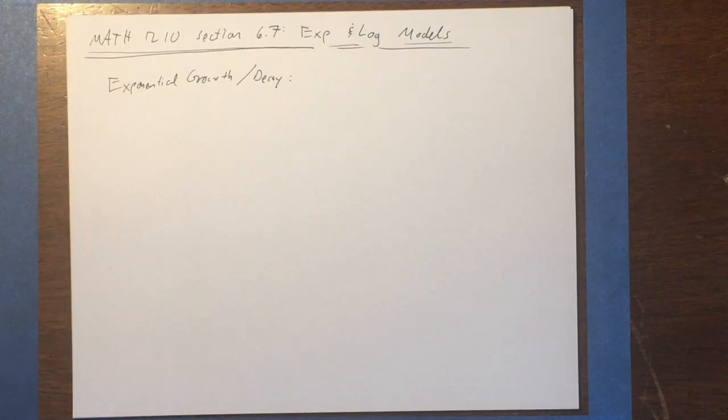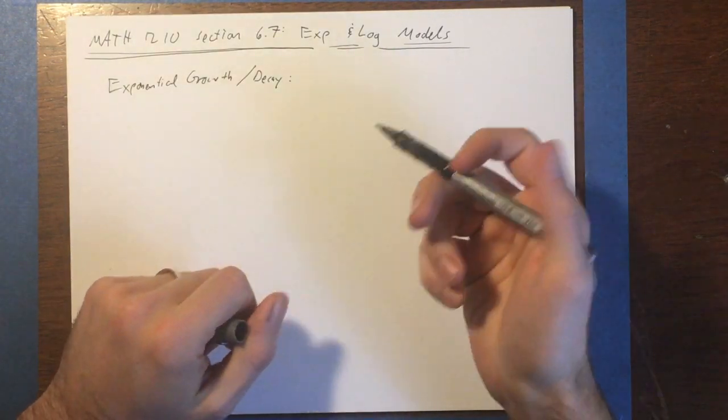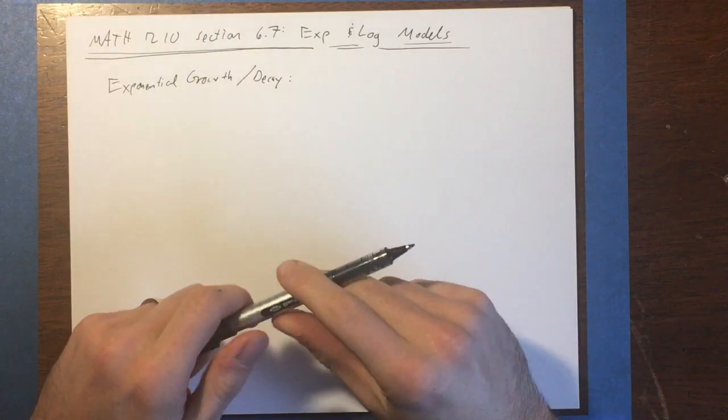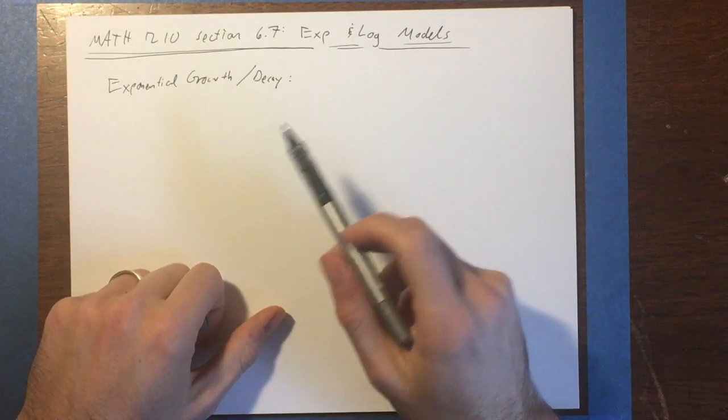All right, so let's get into a section about applications of exponential and logarithmic functions. This is called exponential and log models. The first thing we want to look at is exponential growth and decay. I talked about growth and decay and some examples of this in a previous video.